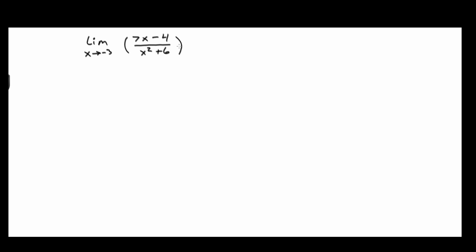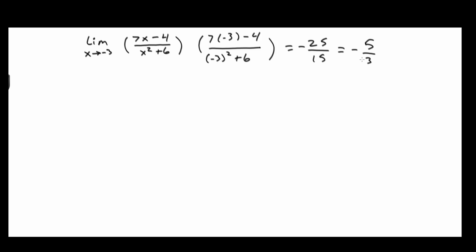So we're going to go over how to find a limit value using some algebraic techniques. In a perfect world, like this example here, you'd be able to plug in your limit value and end up getting a real number. So if we plug in -3 in our x variable, we end up getting a value of -25 over 15, and that can be reduced down further to -5 over 3.